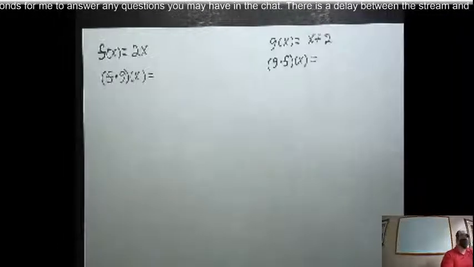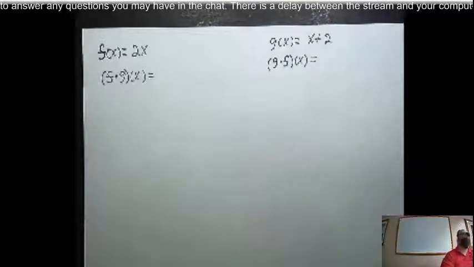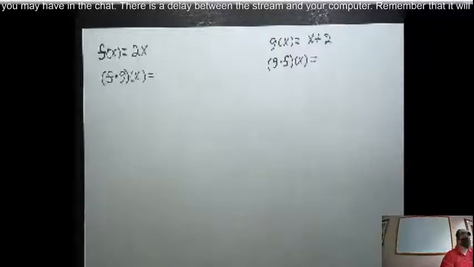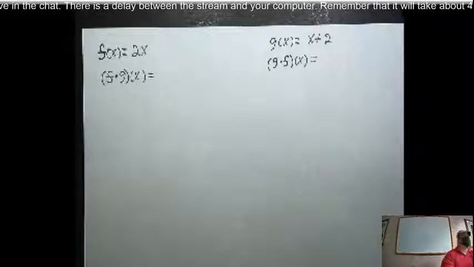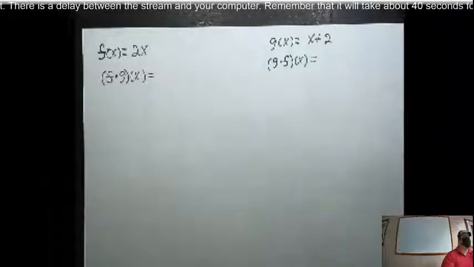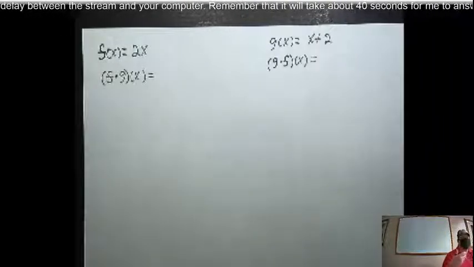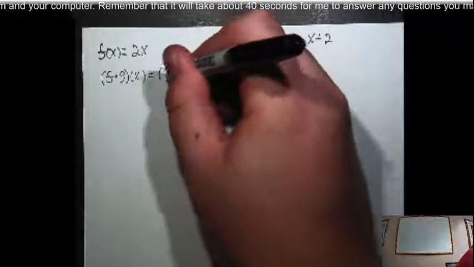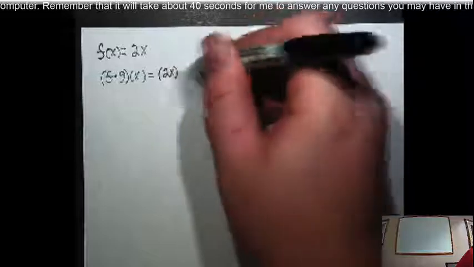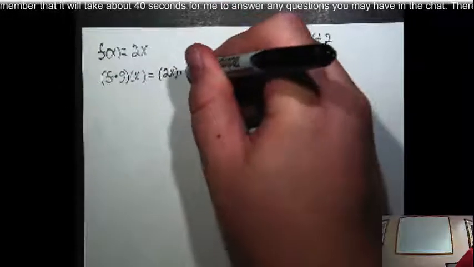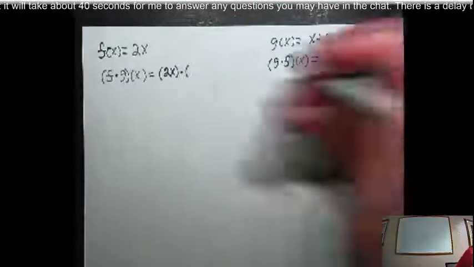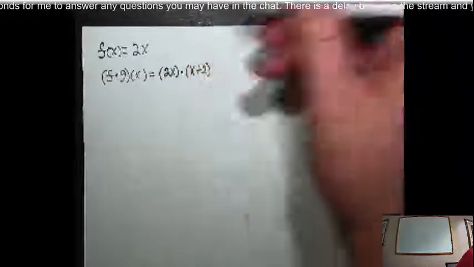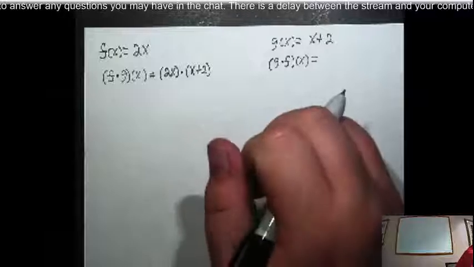All right, so we did add and subtract. Let's try multiply and divide now. Same idea though. We're going to take the entire value of f and multiply it by the value of g. So 2x times the value of g, which is x plus 2. So we're going to multiply them.